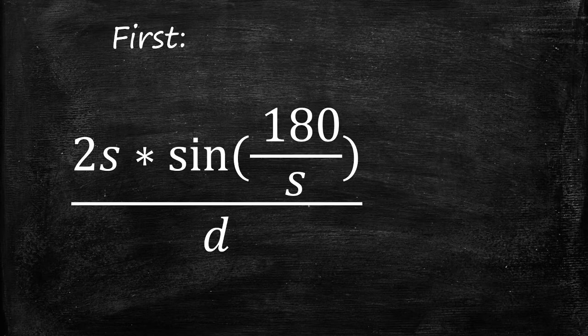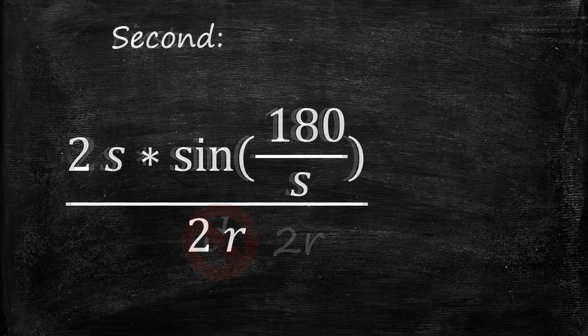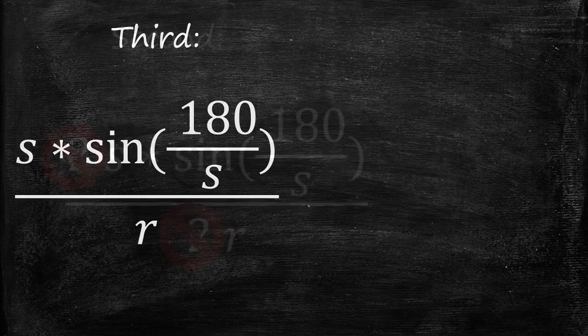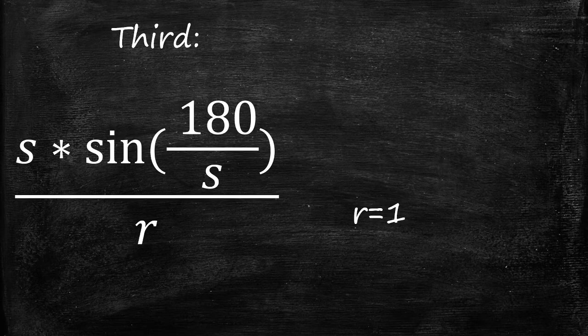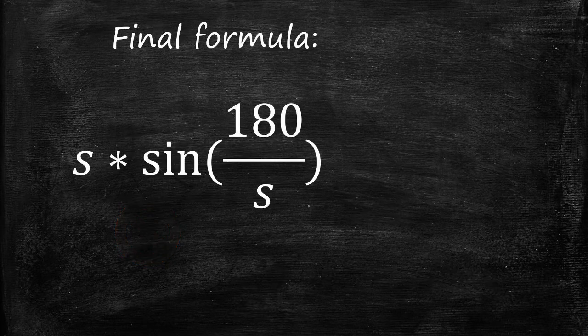First, we replace d with 2r because it's the same thing and this will help us later on. Second, since there's two 2's, one on top and one on bottom, we can just ditch them altogether. Third, this formula is set up so that r equals 1. And when you divide something by 1, you don't change the value. So we can ditch that out. Now here's our simplified formula.